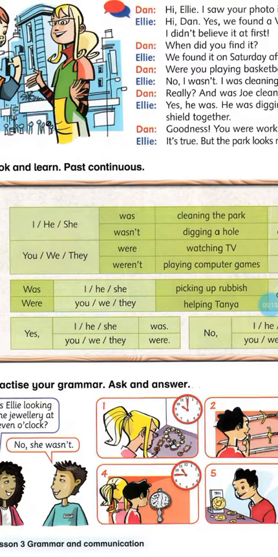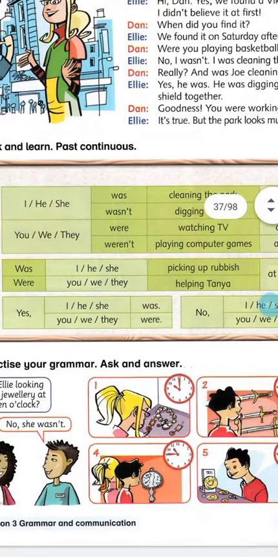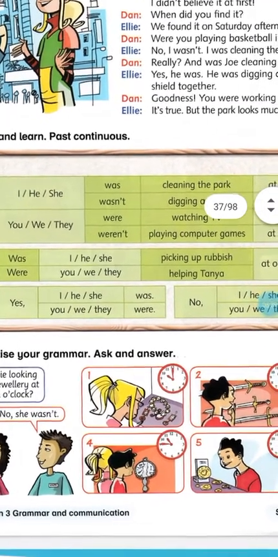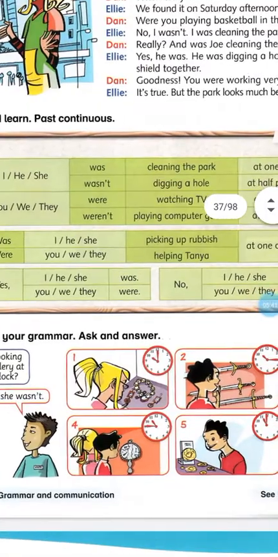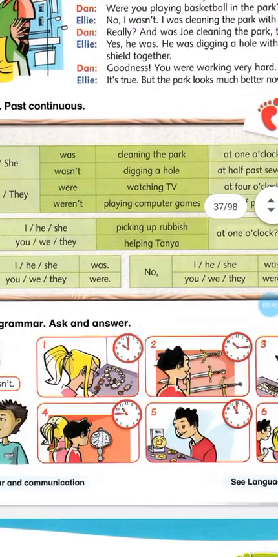For example, were you helping Tanya? Yes, I was. Was she picking up rubbish? Yes, she was. Were they helping Tanya? No, they weren't. Were you picking up rubbish? No, I wasn't.